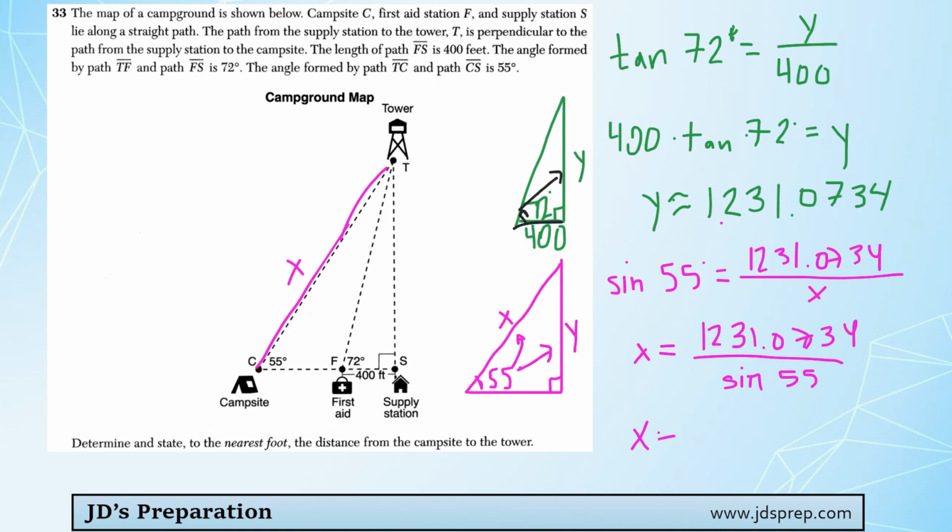Calculating that out, we get a distance of 1,503 feet. And that is if we are rounding to the nearest foot, which is what they'd like us to do.